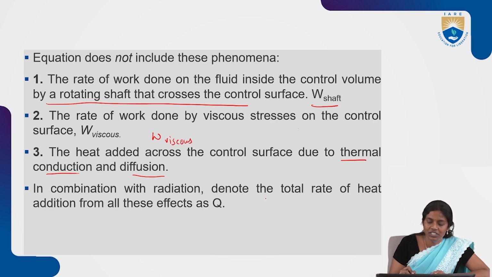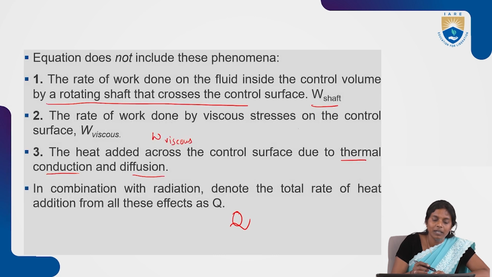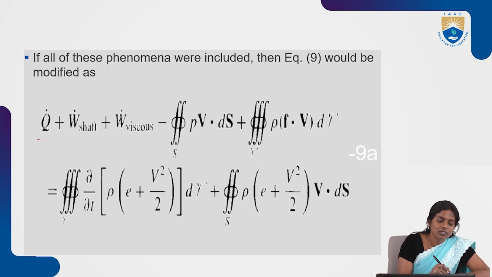In combination with radiation, denote the total rate of heat addition for all these effects as Q dot. So now, if we are including those above phenomena, that is nothing but the rate of work done on the fluid inside the control volume by a rotating shaft that crosses the control surface, W shaft, and the rate of work done by the viscous stresses on the control surface, that is W viscous. Then heat added across the control surfaces due to thermal conduction and diffusion, in combination with the radiation. So that we will be writing as Q dot.